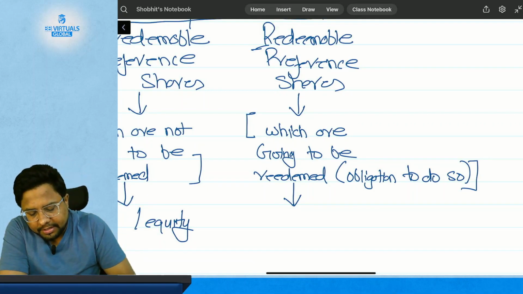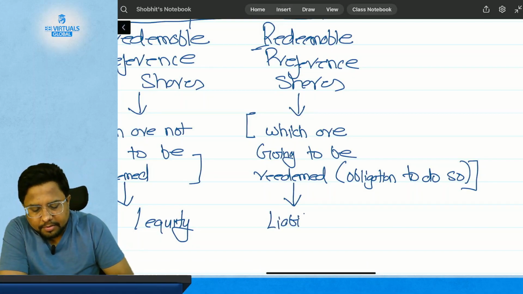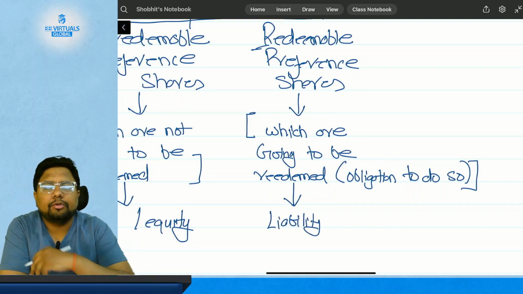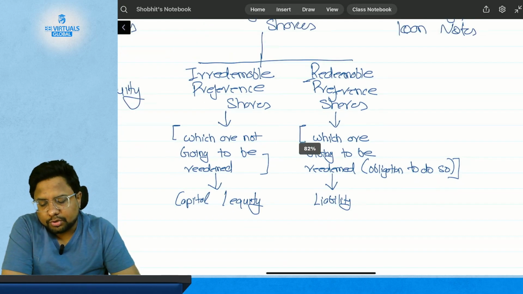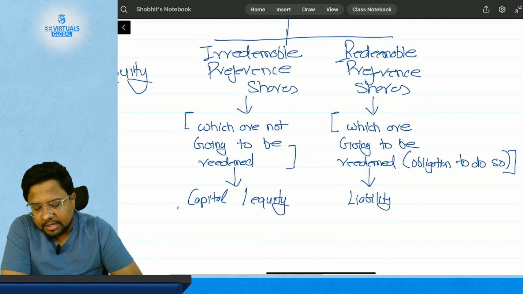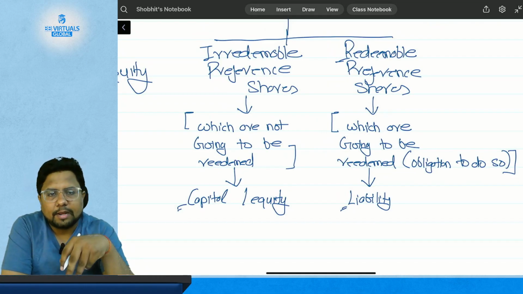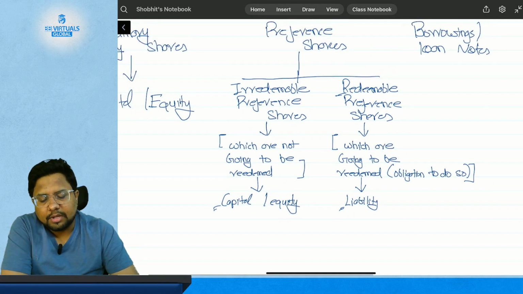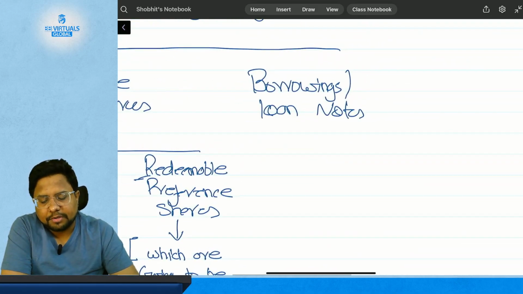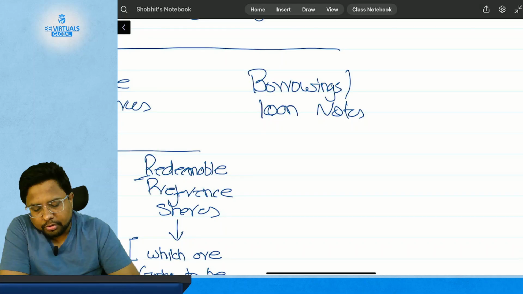Hence it will be treated as liability for the purpose of accounting. So irredeemable preference shares are in the capital or equity category, but redeemable preference shares are in the liabilities category. Then we have the third source of capital structure for a limited liability company, which is borrowings or loan notes.